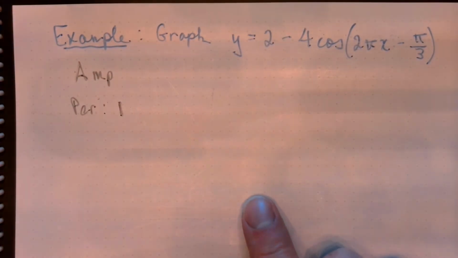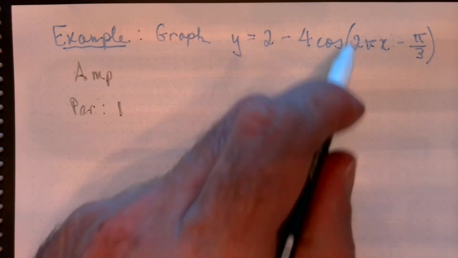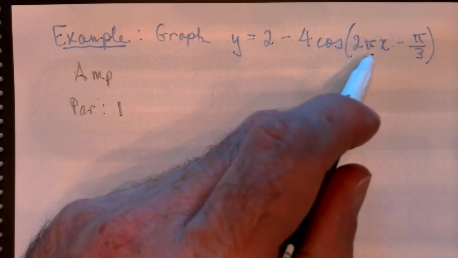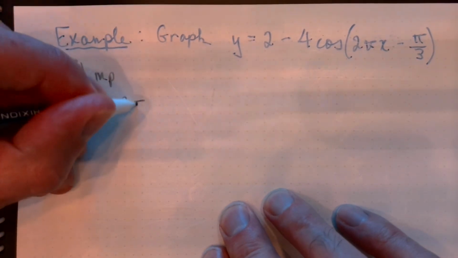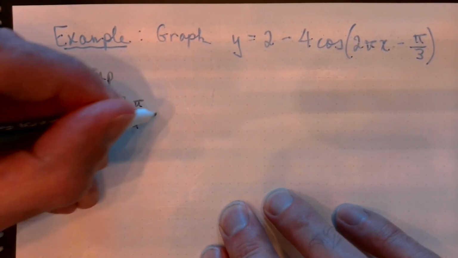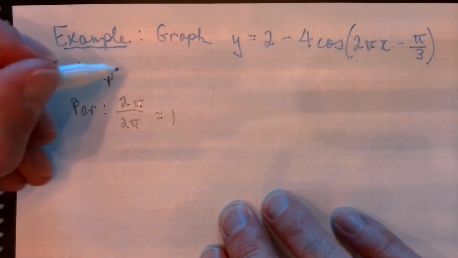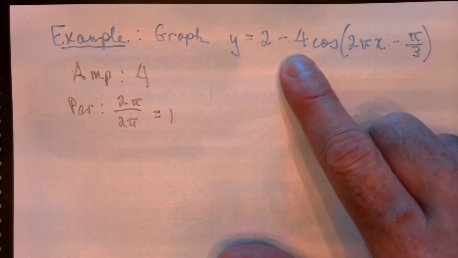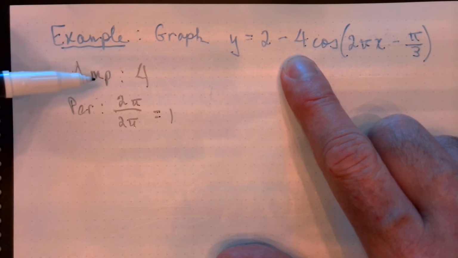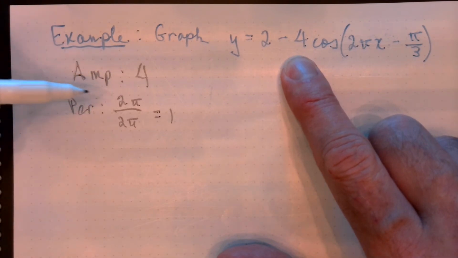Period 1. Okay, where am I getting that? Well, you take this multiplier and you do 2 pi over that. In fact, maybe I'll write it down. 2 pi over 2 pi equals 1. That's the period. Amplitude. Amplitude is 4. Remember, you get the amplitude from the multiplier out here. And of course, amplitude is always positive. It can never be negative.